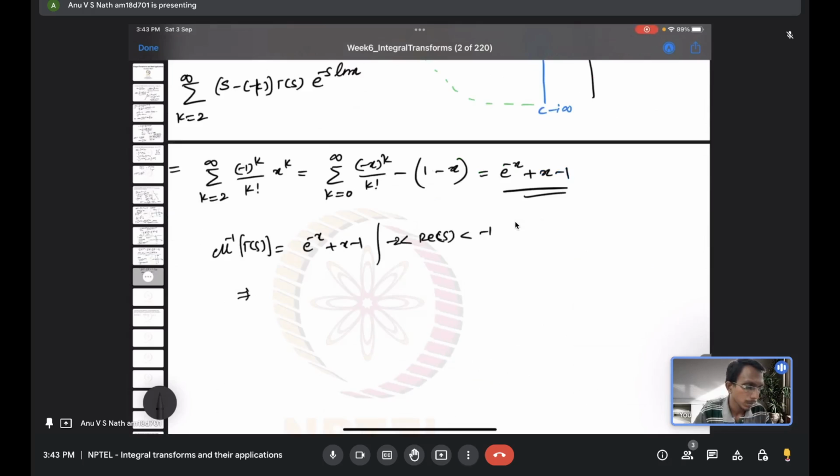This also says that the Mellin transform of exponential of minus x plus x minus 1 is the gamma function again, and the range of convergence is when the real value of s is bounded between minus 2 and minus 1. So that's the solution. Is this clear?